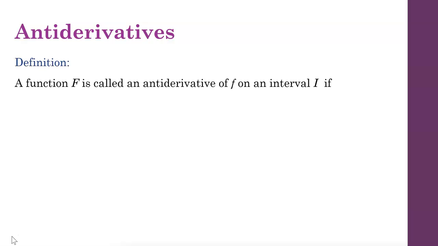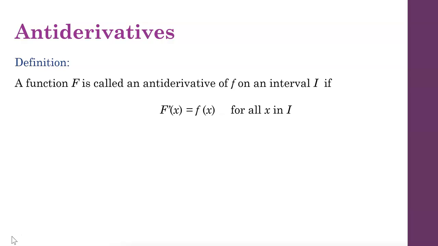So we say a function capital F is called an antiderivative of a lowercase f on some interval I if the derivative of capital F is always equal to the lowercase function for all the x's in that interval. So that makes capital F the antiderivative of lowercase f. Now, for example, we know that 2x is the derivative of x squared. So we say x squared is the antiderivative of 2x.